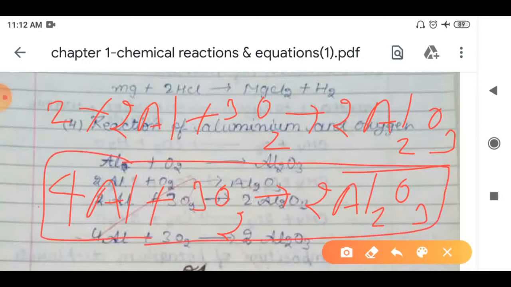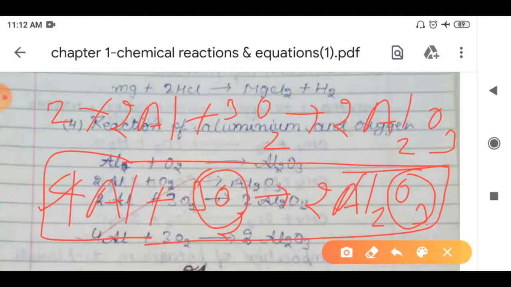Here 4 aluminum atoms are present on the left hand side, so 4 aluminum atoms are present on the right hand side. 3 into 2, that is 6 oxygen atoms are present in the reactant side, so 6 oxygen atoms are present in the product side. So this would be our balanced chemical equation.